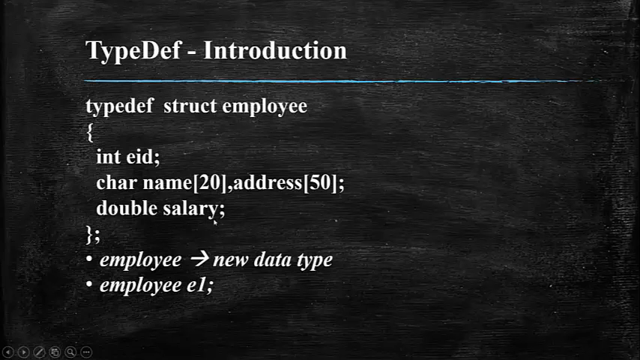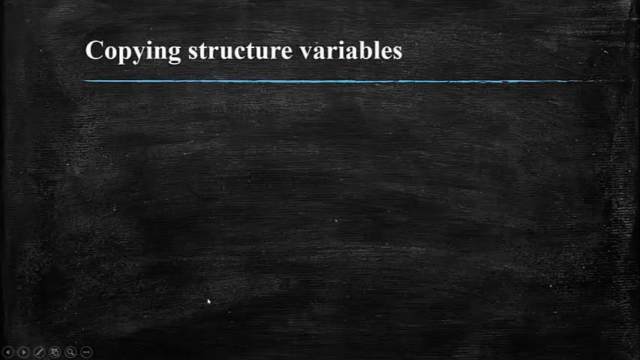With the help of typedef, you are giving an alternate name to a user defined data type as well. Structure is actually a user defined data type, but still, with the help of typedef, you are just trying to alter the name of this particular structure, that is employee. With the help of this employee data type, you can create the variable name. Next we'll see how you can copy the structure variables.